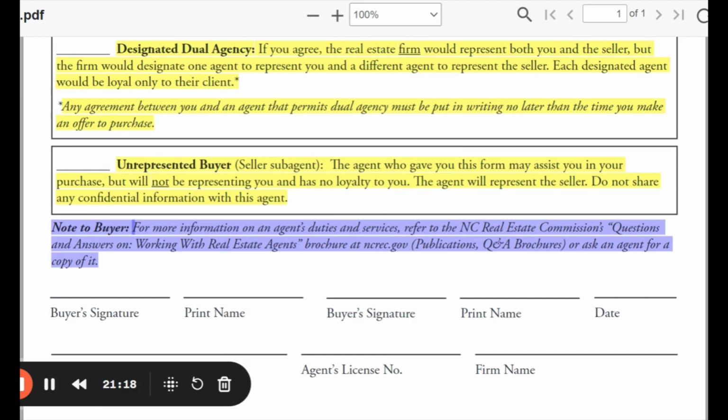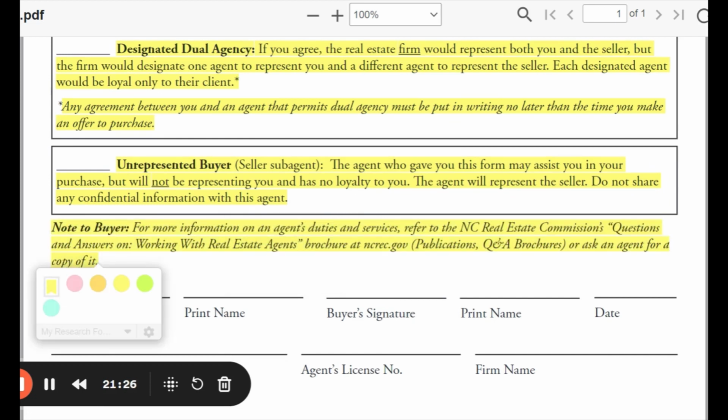So we have a note to the buyer. Okay, for more information on an agent's duty and services, refer to the North Carolina Real Estate Commission's question and answers on real estate, working with real estate agents brochure at ncrec.gov, Publications, Q&A brochures, or ask an agent for a copy of it.